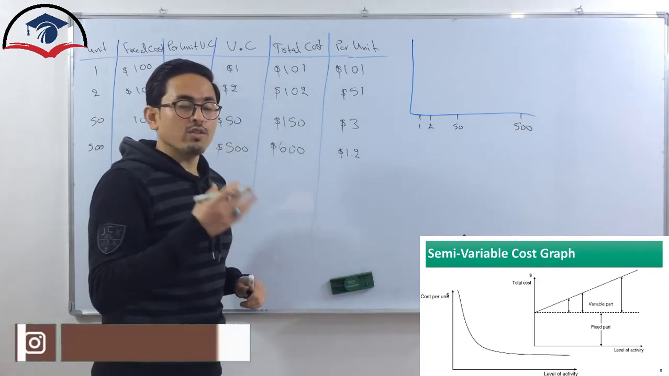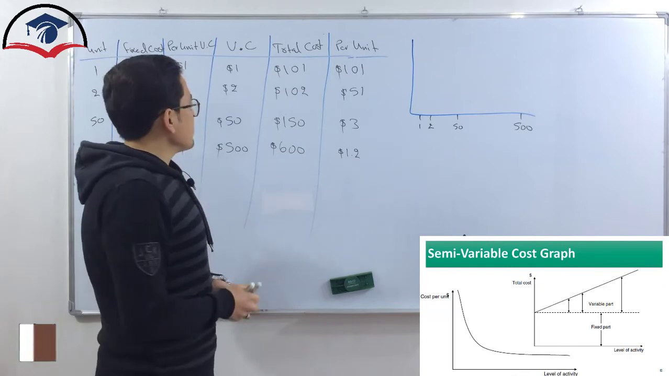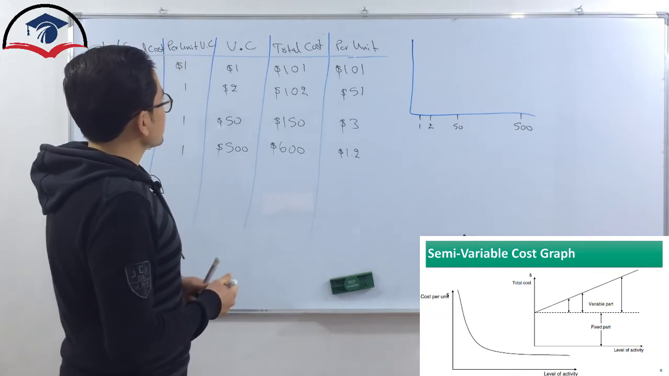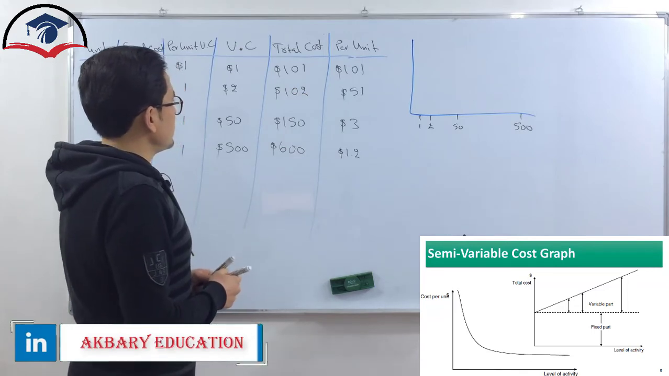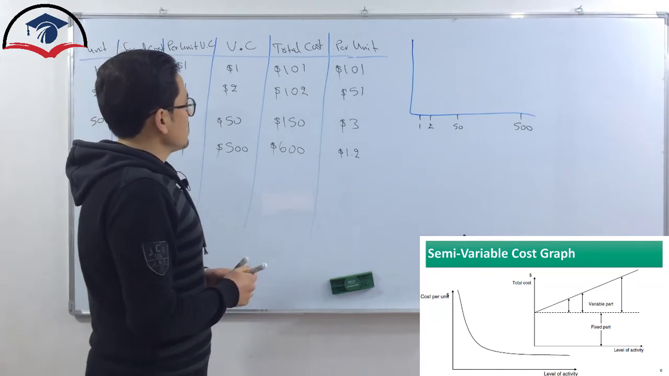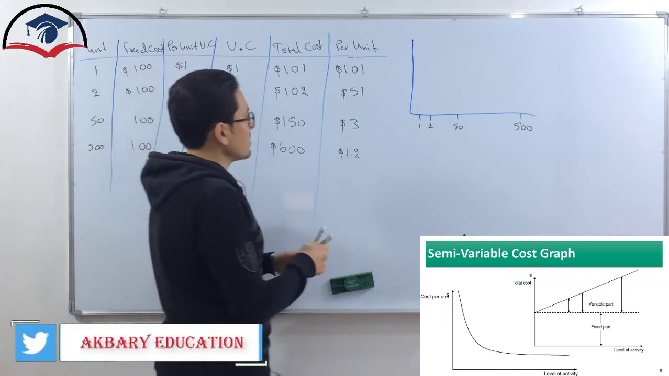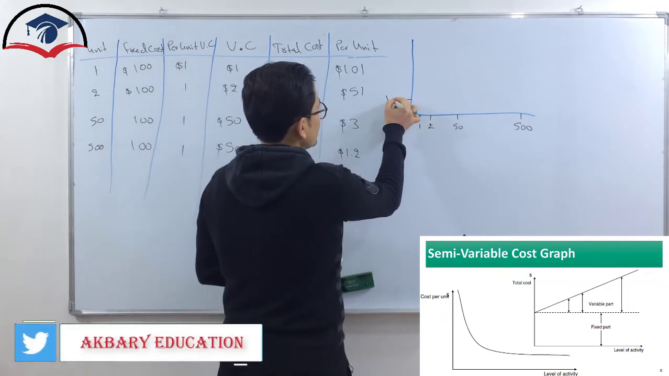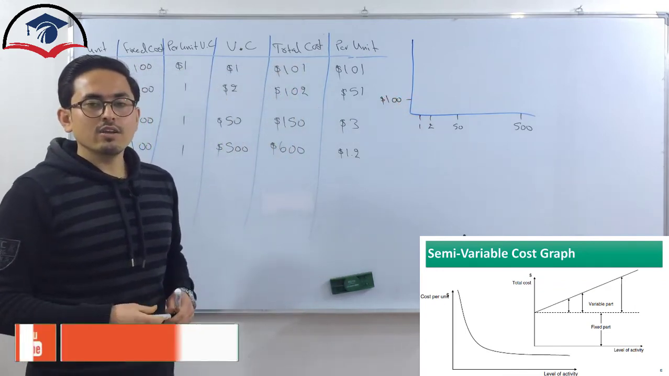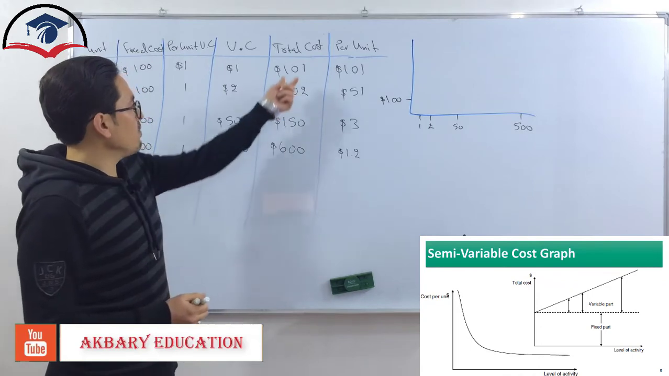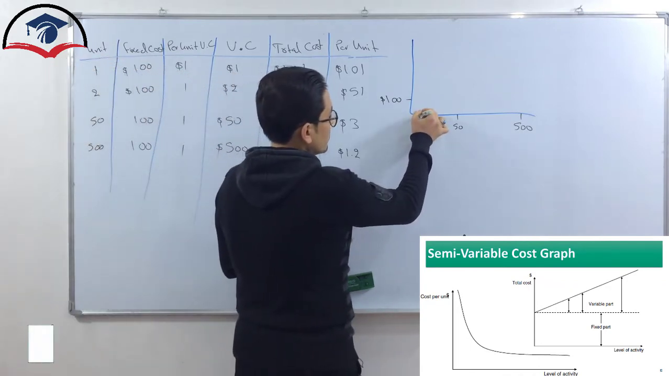Suppose for the total cost, at first of all, what is my total cost? 101, 102, 150 and 600. But remember, my fixed cost was fixed, and that's how much? $100. And it's going to increase to $101 by $1 when the level of activity reaches 1.